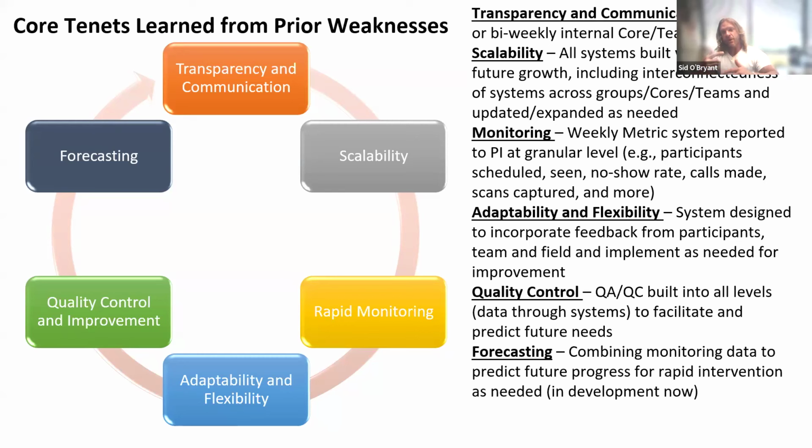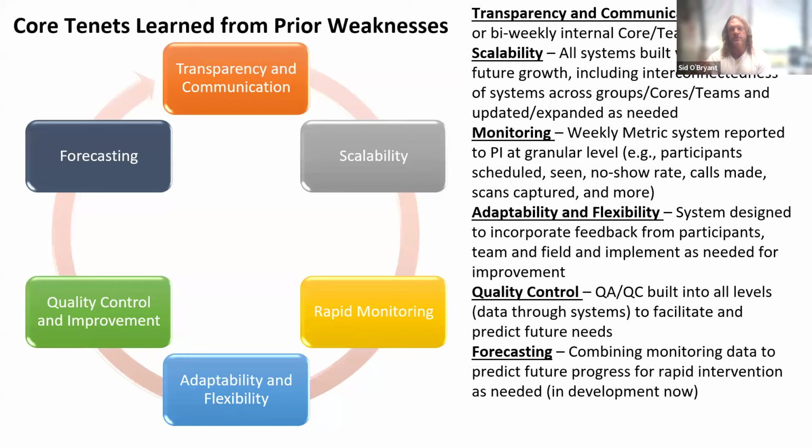And then the next part that feeds into that is rapid monitoring. I actually get a weekly dashboard, which many have seen, that shows me what's going on in the study. I know how many phone calls were made, how many people were scheduled, how many people showed up, how many came to the scanner, and it's all there. That's not for micromanagement purposes, because I don't have anything to do with the day-to-day aspects like that.